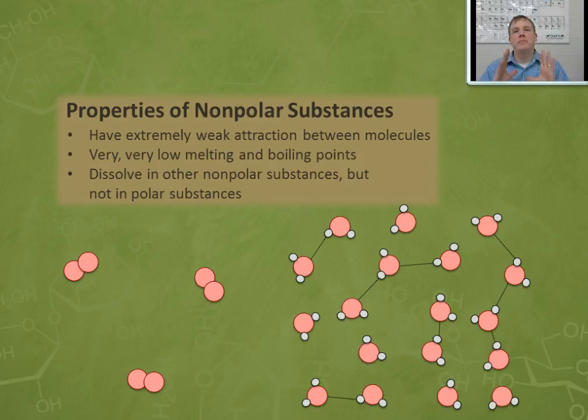So now you know what makes a substance nonpolar. The covalent pairs of electrons that are shared between atoms are shared evenly throughout the molecules, so there's no places that are more positively or negatively charged that are going to allow it to stick to other molecules. And you also know some properties of nonpolar substances, that they are weakly attracted, have very low melting and boiling points, and they do not dissolve in polar substances like water.